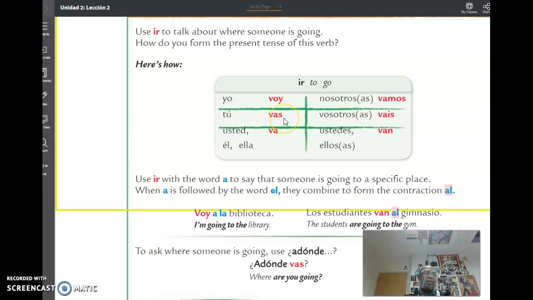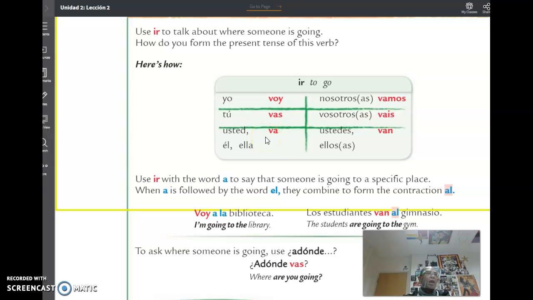Tú vas. You go. Tú vas a. You're going to. Okay? Usted, él, and ella. These three will always share the form of any verb. Okay? Usted va. You, using the formal way of saying you in Spanish. Va a. You go to. Él va a. He goes to. Ella va a. She goes to.